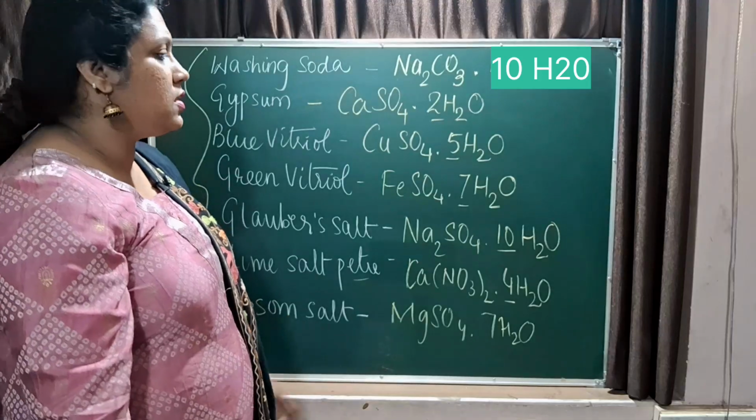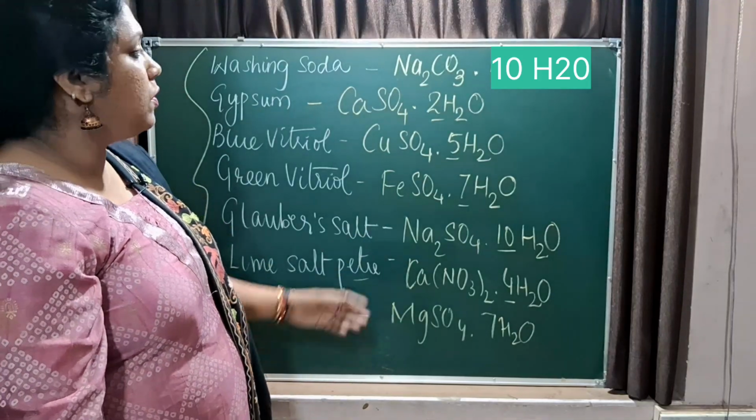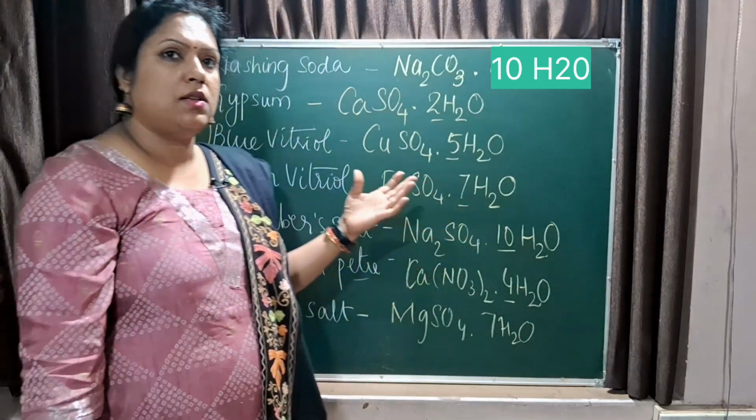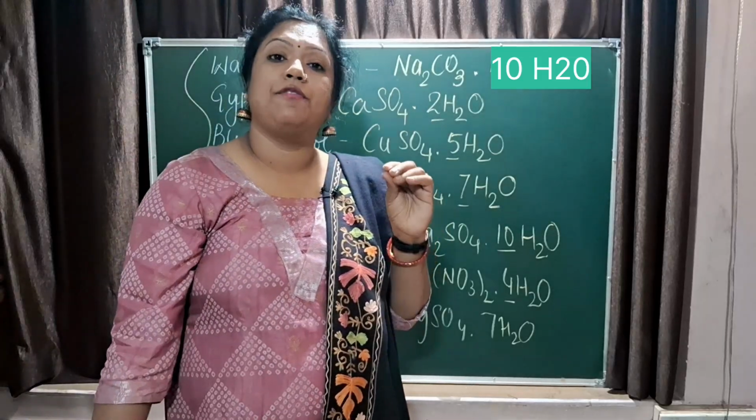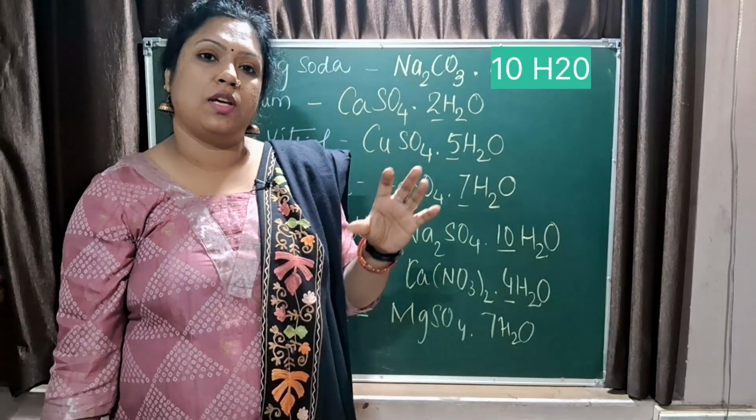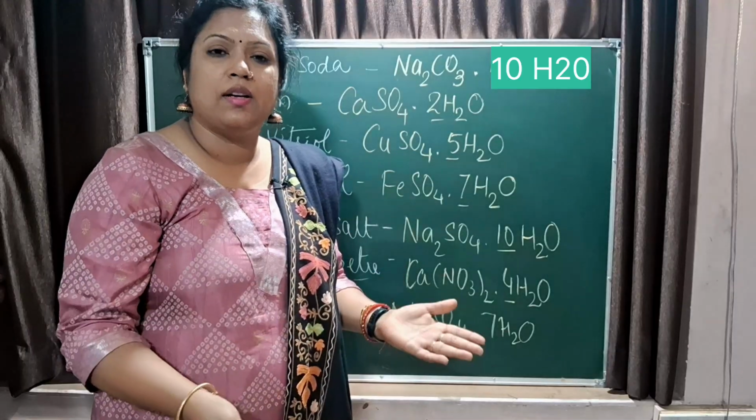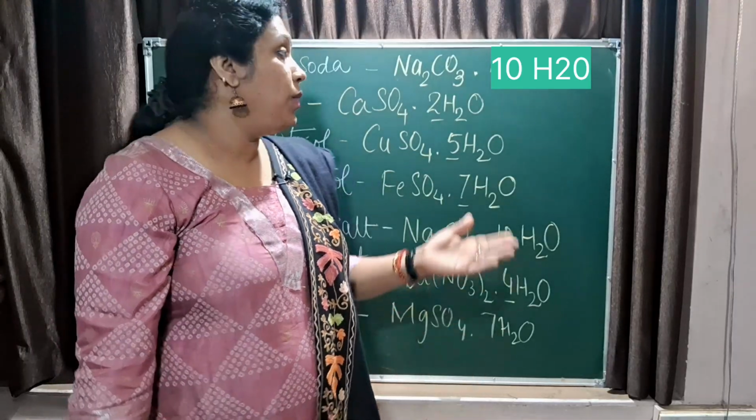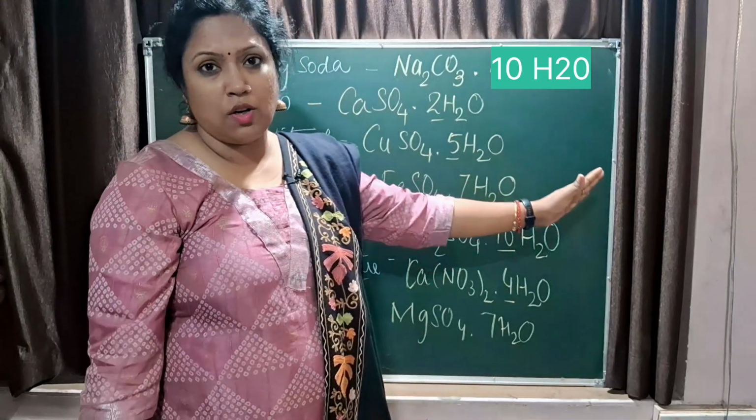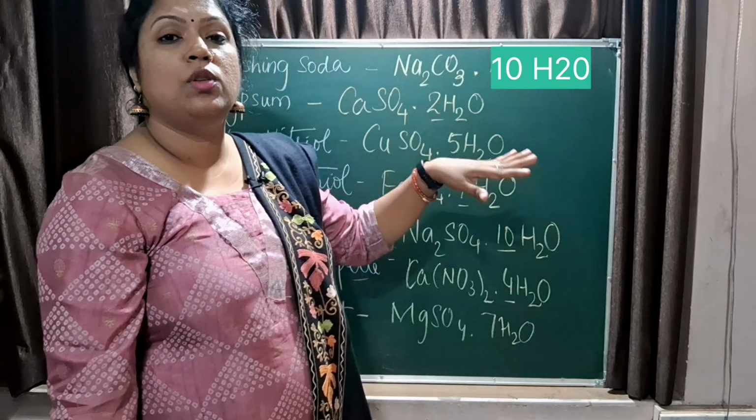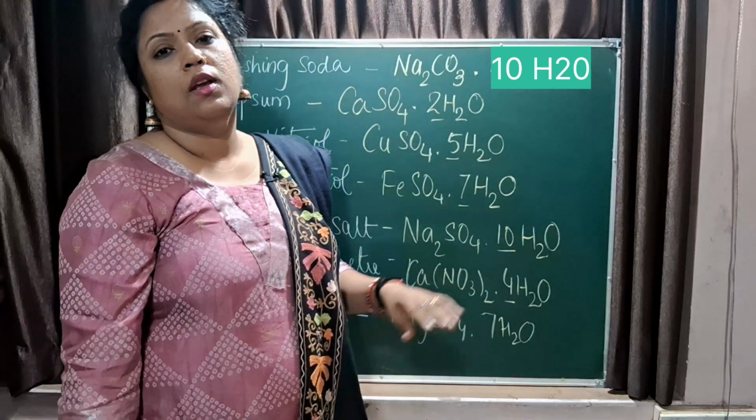The water of crystallization is fixed for the molecules. So if you have to define the water of crystallization, it is the fixed amount of water molecules associated with the salt to give it a crystalline structure. When they tend to lose this water of crystallization, they turn into the amorphous form of their salt.